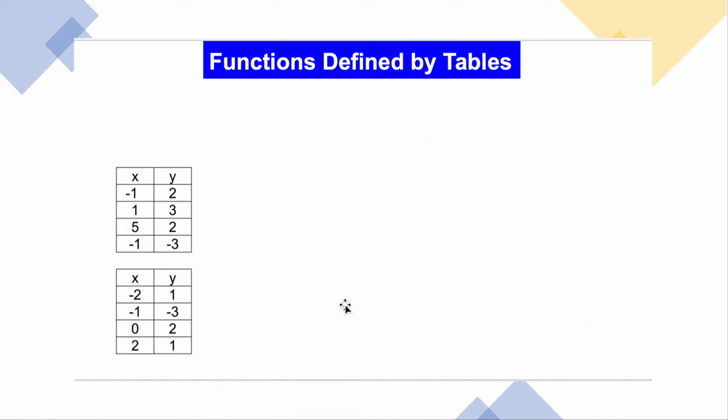Okay. Now let's see functions defined by tables. We have x and y, -1 and -1 here. The first component x is associated with two second components. You see here -1 with 2 and -1 with -3. So this is not a function, the first table. In the second table here, every element of x is associated with one element of y. Therefore, the second table is a function.